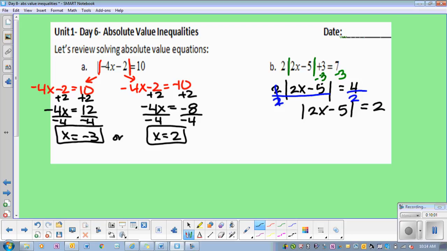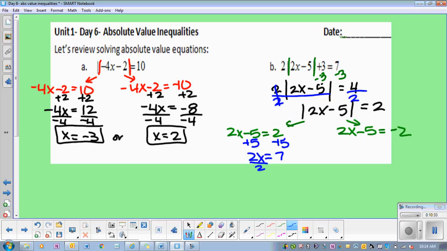Now that we have the absolute value all by itself, I'm going to drop the bars and write it twice. So 2x minus 5 equals 2, and the second one is going to be 2x minus 5 equals negative 2. Super, thank you. And then let's solve this. Add the 5. So now you have 2x equals 7. Divide by 2. So x equals 7 halves. And you know, just keep it as a fraction.